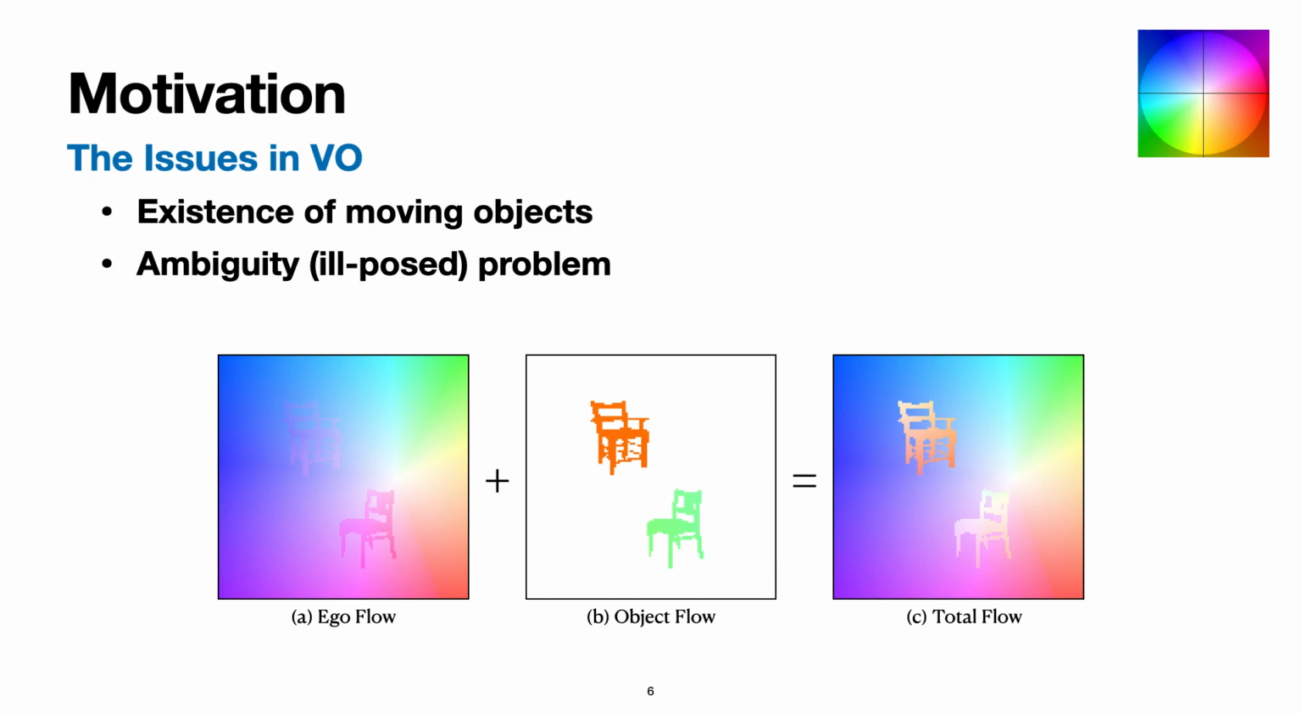The total flow consists of both ego flow and object flow. Therefore, the correspondence extracted from those moving objects might not be directly related to the motion of the camera viewpoint. This leads to degradation in accuracy when performing VO. Furthermore, because the absolute depth scale is unknown, which is well recognized as an ambiguity problem.